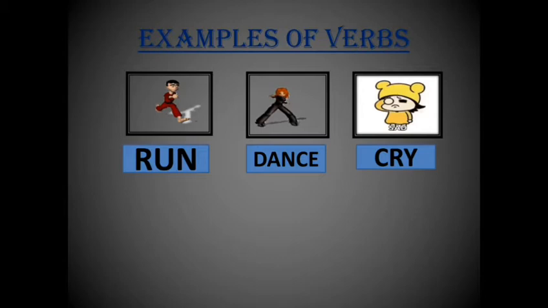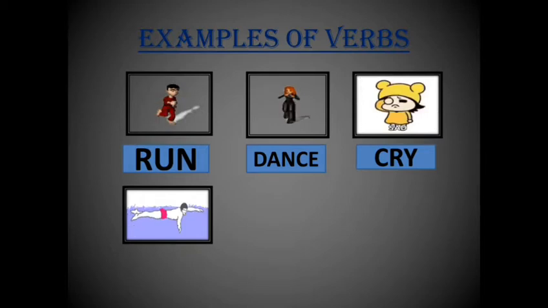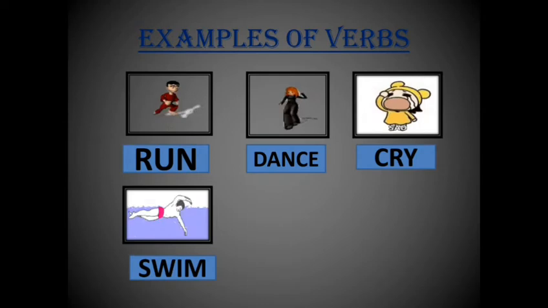Now observe the fourth picture and tell me what is the man doing? In the water, what is the man doing? Yes, the man is swimming. So swim is an action word or we can say verb also.